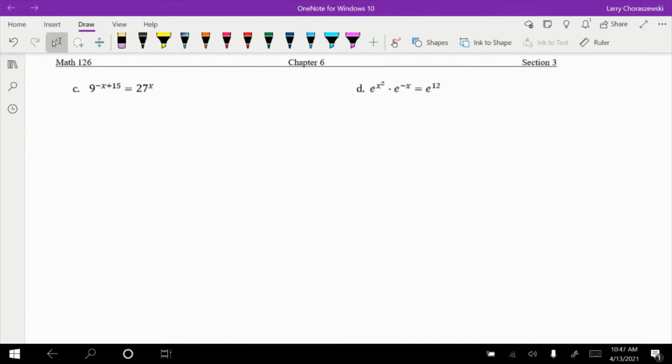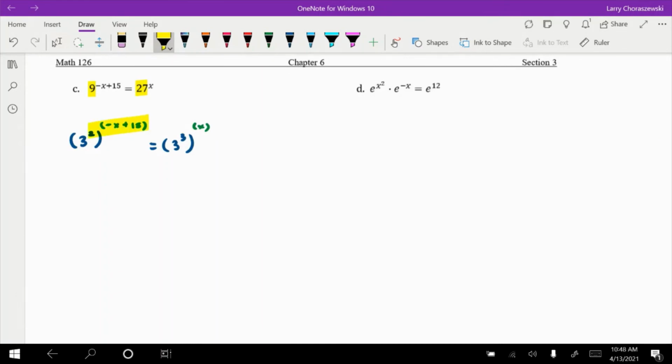Okay. Yeah, very good. X equals 6. Yep. Yeah. Yep, we're going to see that in just a moment. What I would do is rewrite both the 9 and the 27 using a base 3. 9 is 3 squared. That's getting raised to quantity negative x plus 15. And then you could rewrite 27 as 3 cubed. And that's getting raised to the power of x.